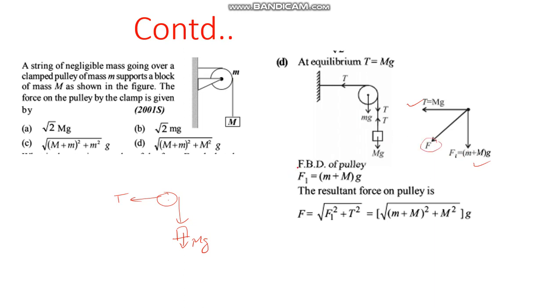The resultant force you need to find out. That is vector addition. I told you in the class, if this is vector A and this is vector B, the resultant is obtained by the diagonal of the parallelogram. So find the resultant force. This is the resultant force. So option D is the right answer.